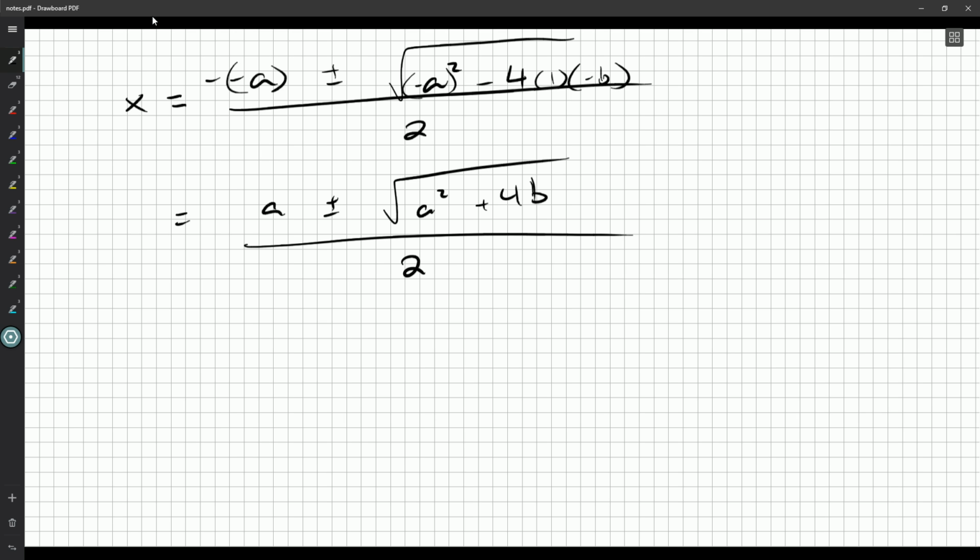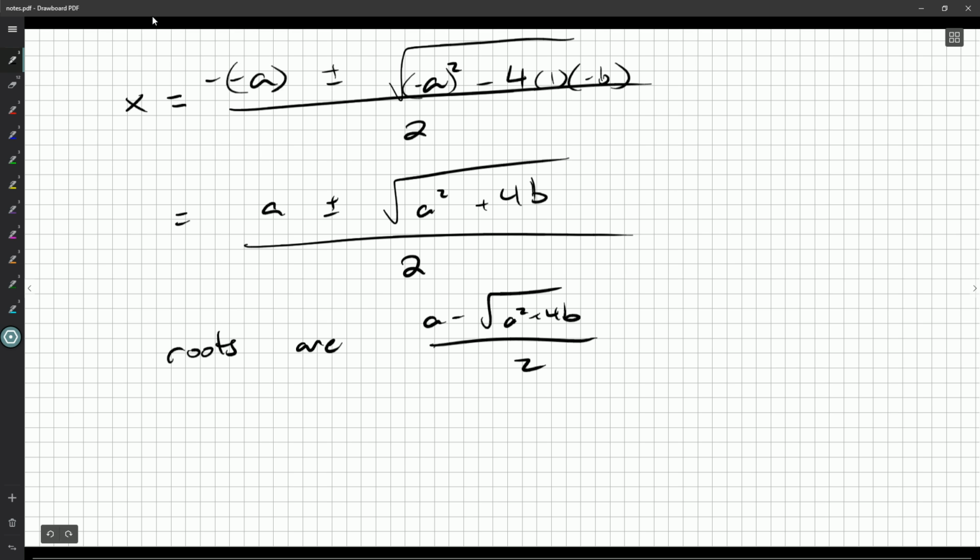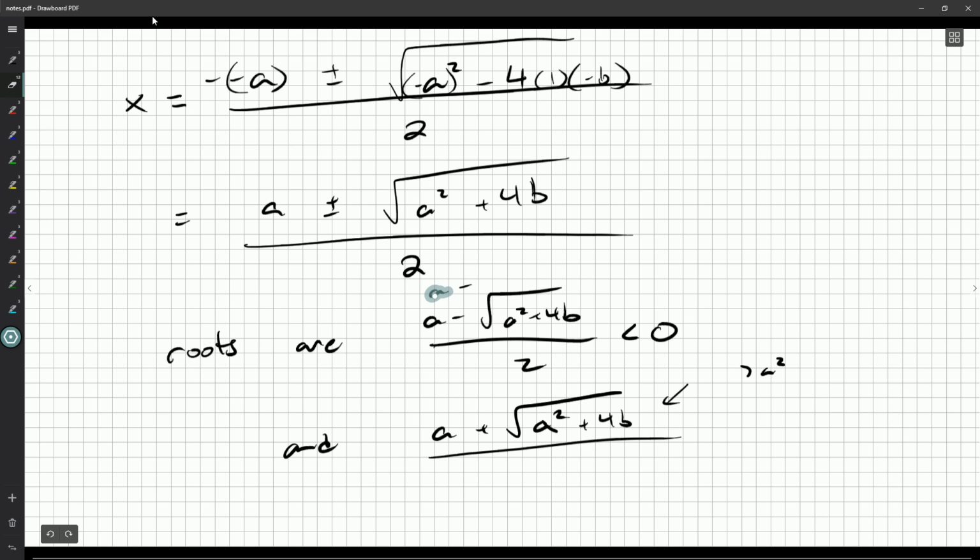Okay. So the roots are a minus square root of a squared plus 4b all over 2, which will have to be negative, and a plus the square root of a squared plus 4b. Because b is positive, 4b is positive. So whatever value is in here is greater than a squared. So its square root is greater than a. So you're doing a minus something bigger than a. So this will be positive, but we also want it to be at most 10.